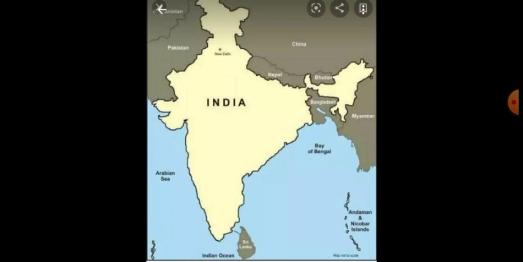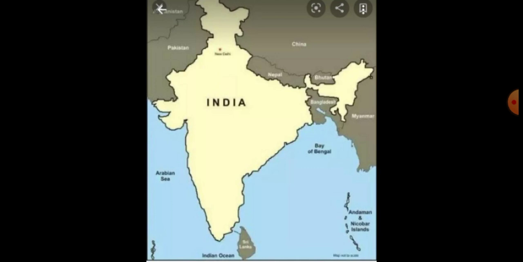Then India's three sides are surrounded by oceans, is it? What are the three water bodies surrounding India? Indian Ocean, Bay of Bengal, and Arabian Sea. Okay, Indian Ocean in the south, Arabian Sea in the west, and Bay of Bengal in the east. Okay, India and Sri Lanka are separated by the Palk Strait.